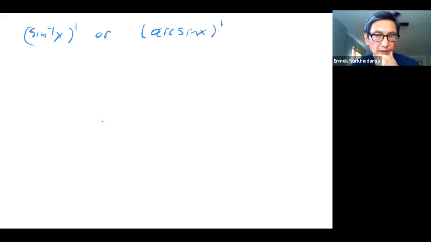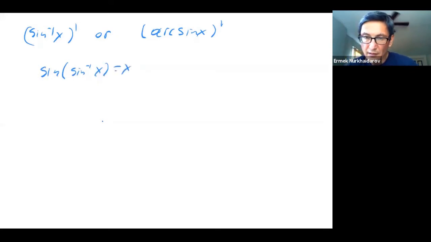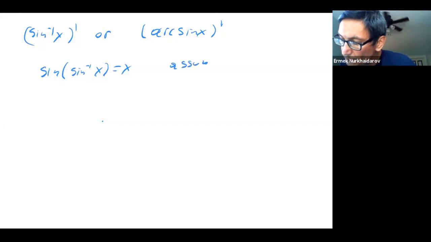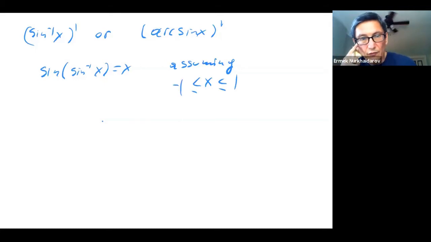So let's recall what arc sine or sine inverse is. We have a property that sine of sine inverse of x equals x. There are some conditions here, assuming x is between -1 and 1, because the domain of sine inverse is between -1 and 1.